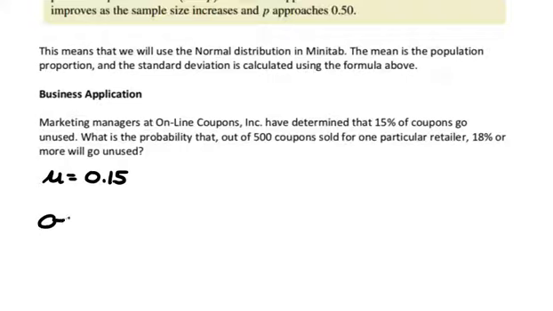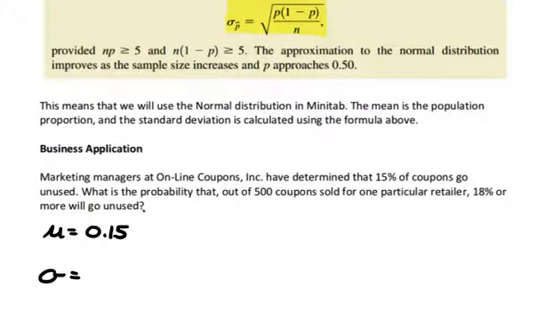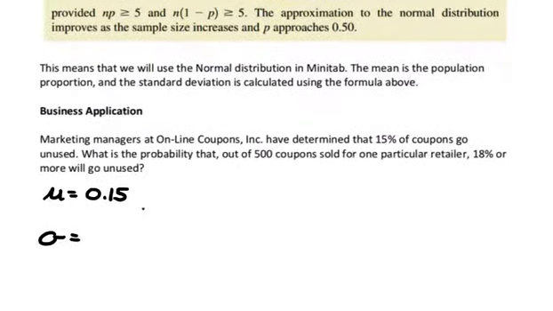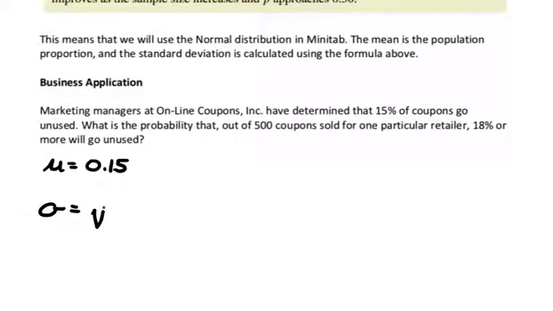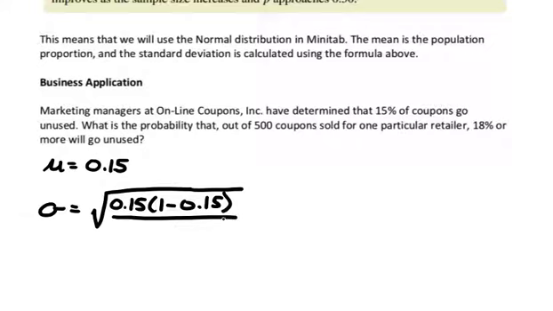My standard deviation, I'm going to calculate using the formula above. Square root of P times 1 minus P divided by N. So square root, P is 0.15, and then we have 1 minus 0.15, or I could just put 0.85 if I can do that in my head, and then divided by the sample size, which is 500. So I'm going to type that into my calculator.